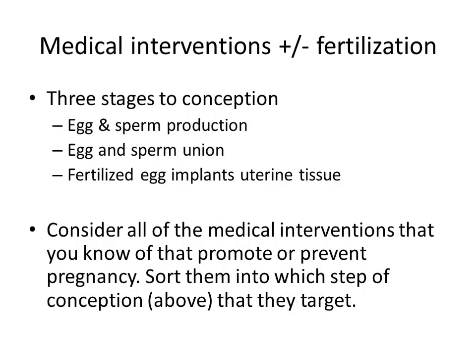Fetus can be divided into 3 stages to conception. The first is the production of egg and sperm. The second considers the actual union of the egg and the sperm within the female reproductive tract. And the third is the process of implantation of the fertilized egg into the uterine tissue. Consider all of the medical interventions that you know of that promote or prevent pregnancy in humans. Take some time to sort them into which of these 3 stages they best fit, and we'll discuss further in class.